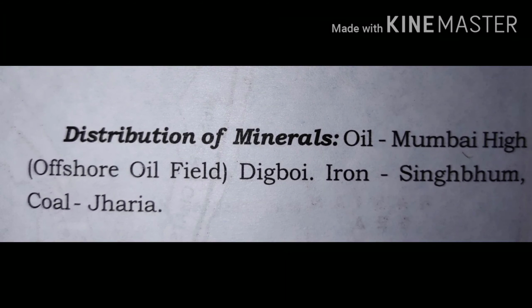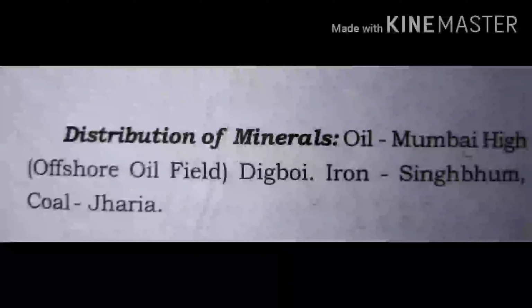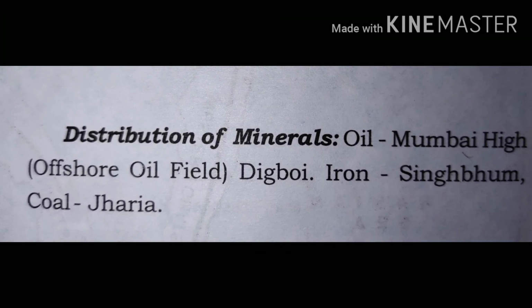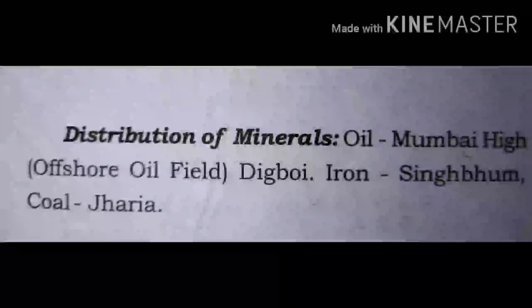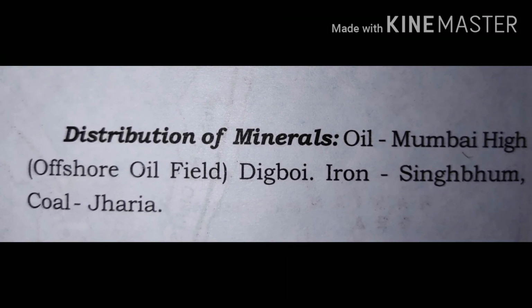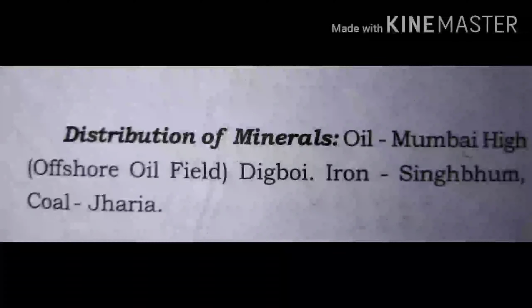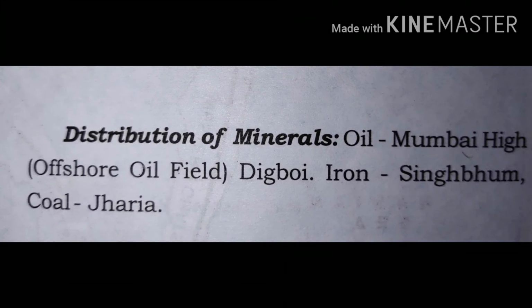Now we will turn to the next part, and that part is distribution of minerals. The locations which are included in our syllabus are: oil, which is found in Mumbai High, and that is an offshore oil field. Another oil field is Digboi, which is present in Assam. Next is iron, and iron ore is found in the Singhbhum region. And another important mineral is coal, which is found in Jharia.